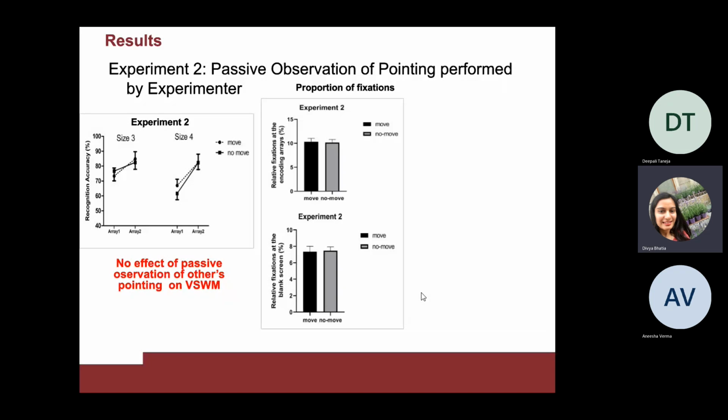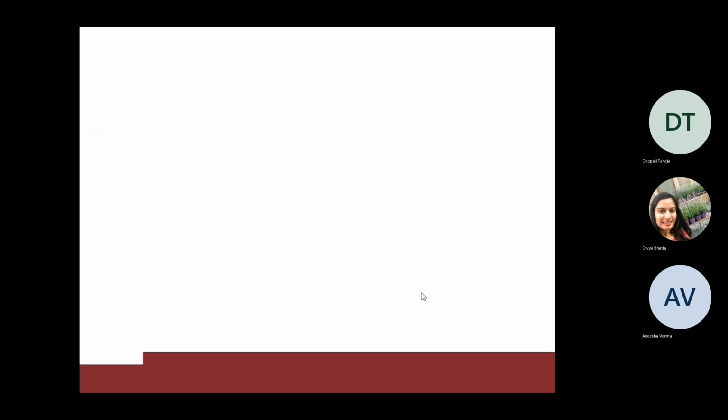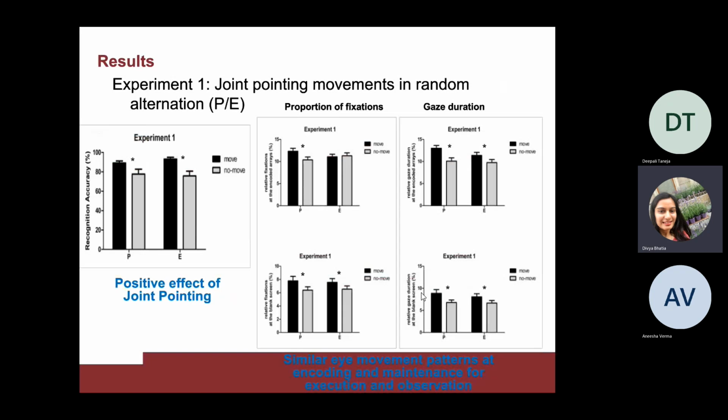This is for the passive observation condition. So we were here. This is the maintenance screen, this is the encoding screen, and these are the eye fixations and the gaze duration. This was the joint action condition, and we had significant differences between the move and the no move, in both conditions, P and E condition.